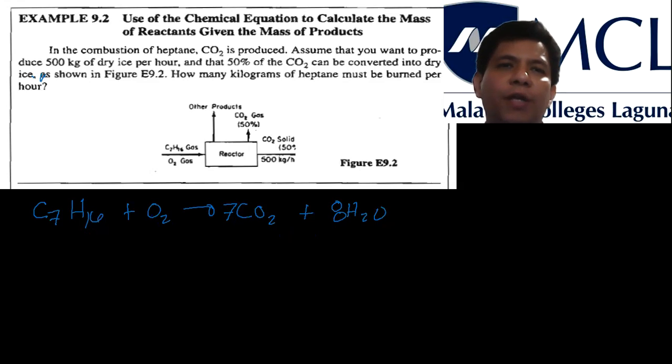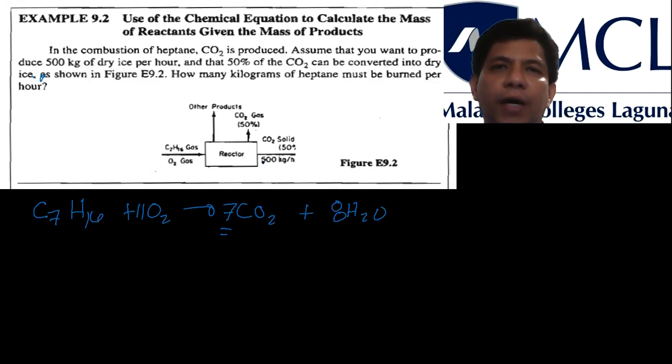Then let's count the number of oxygens. 7 going to carbon dioxide plus 4 going to water. That would be 7 plus 4, 11. So this is the balanced reaction. Actually, what you're going to need is the most important part of the balanced reaction: the stoichiometric coefficients that you're going to use in the solution.